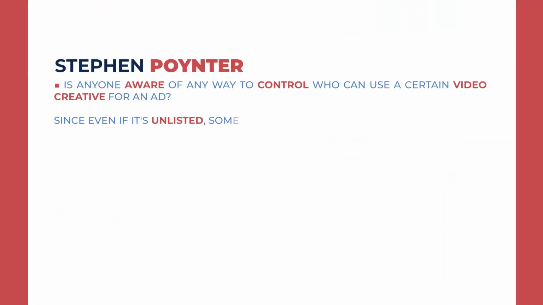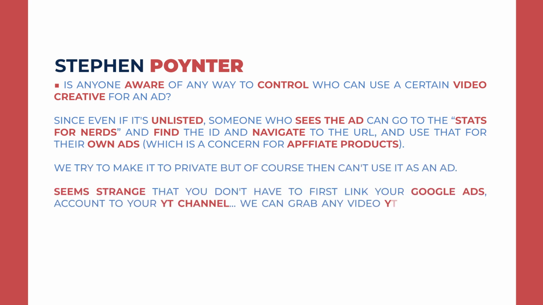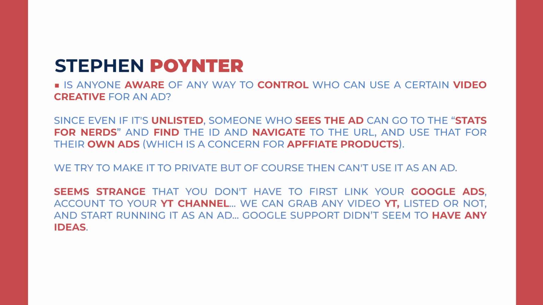All right, so let's move on to another one here. We have Steven, and he's saying, is anyone aware of any way to control who can use a certain video creative for an ad? Since even if it's unlisted, someone who sees the ad can go to the stats for nerds, find the ID, navigate to the URL and use that for their own ads, which is a concern for affiliate products.